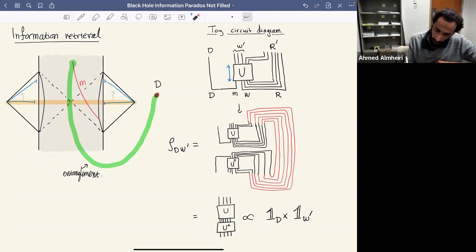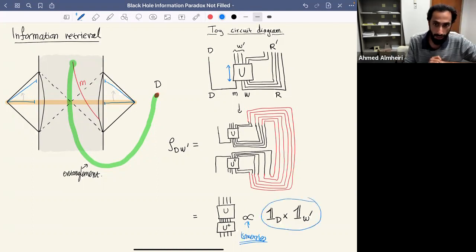And suppose that these U's have the property that they behave like isometries. I'm hoping that you have seen things like this in maybe Walter's talks and Brian Swingle's. If this U behaves like an isometry, then this density matrix becomes the identity density matrix on the two systems D and W prime. What this is supposed to say is that you throw your particle in, it scrambles. Then after some unitary evolution, the black hole W prime forgets about the message, right? There's no correlation or mutual information between D and W prime. The density matrix is a tensor factor.